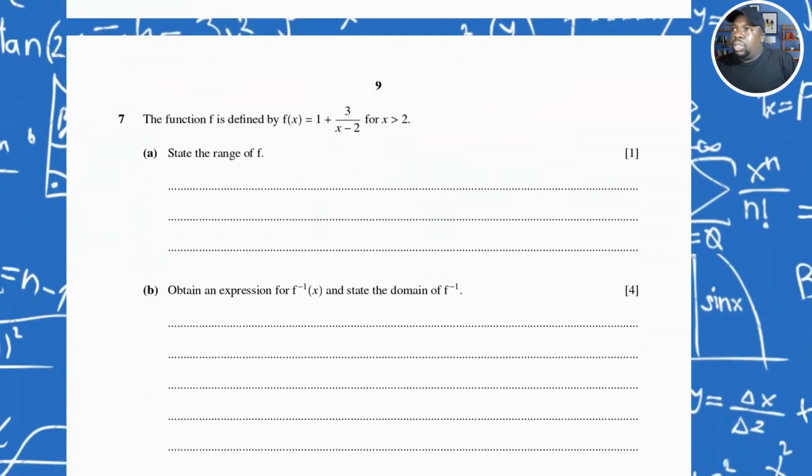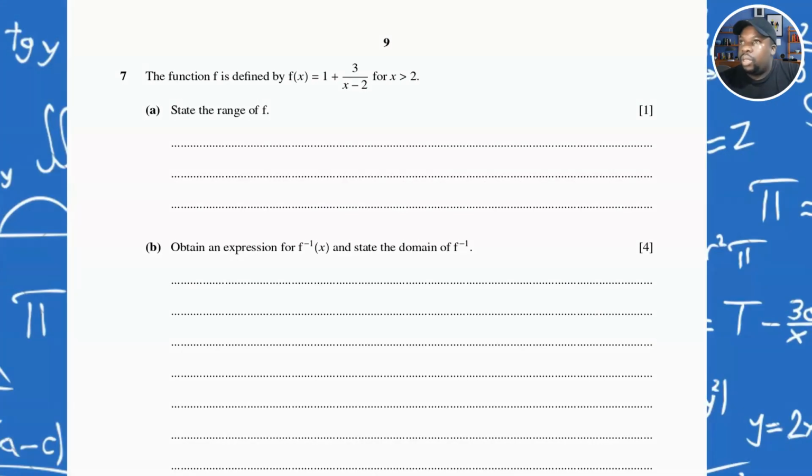So that does it. Let's go on to number 7. So on question number 7, it says the function f is defined by f of x is equal to 1 plus 3 over x minus 2 for values of x that are greater than 2. Right. So on part A, they say state the range of f. All right. So here we want to find the range of f, and first of all, the domain for the function is x is greater than 2. Now this is the same as from 2 to infinity.